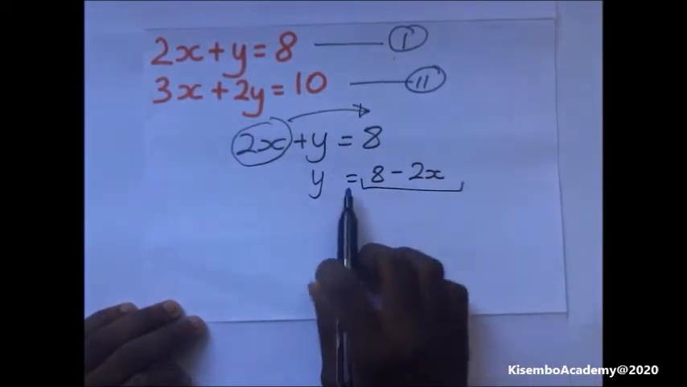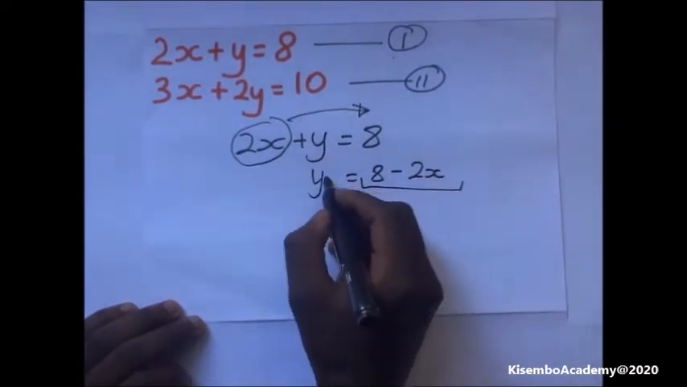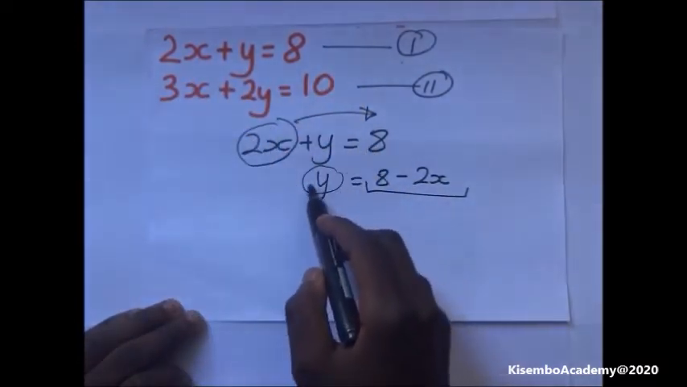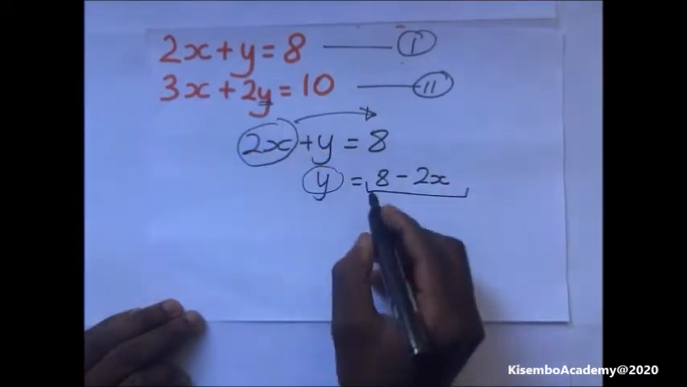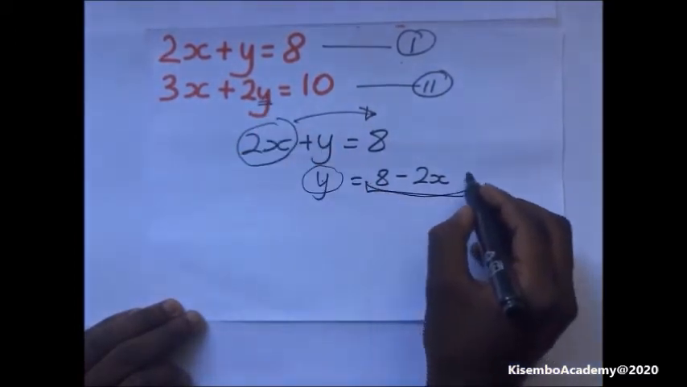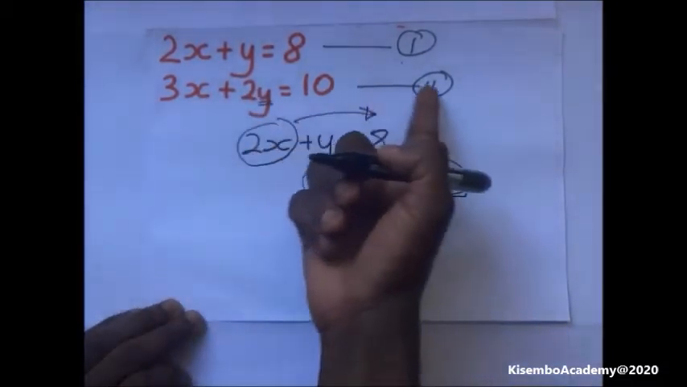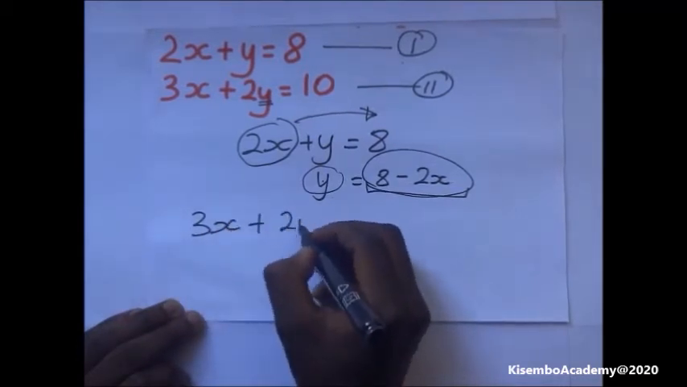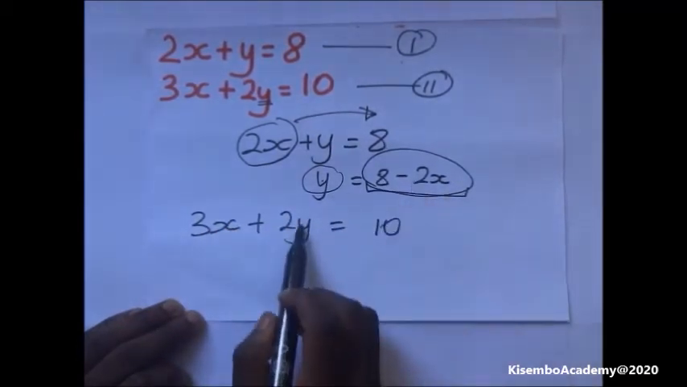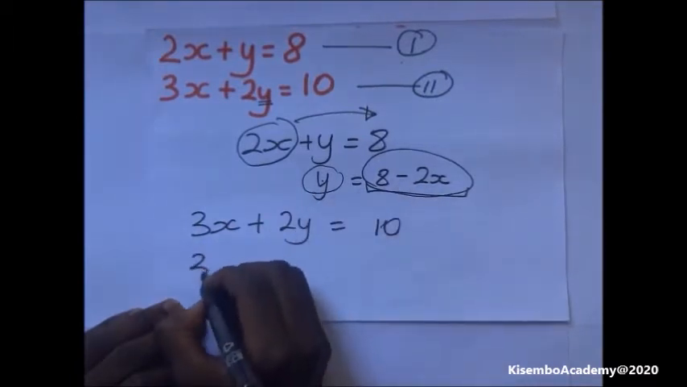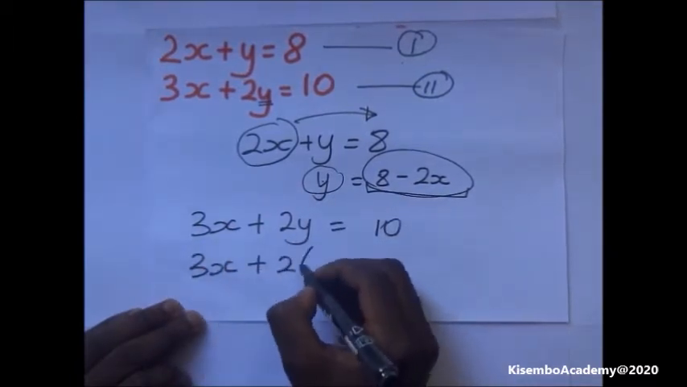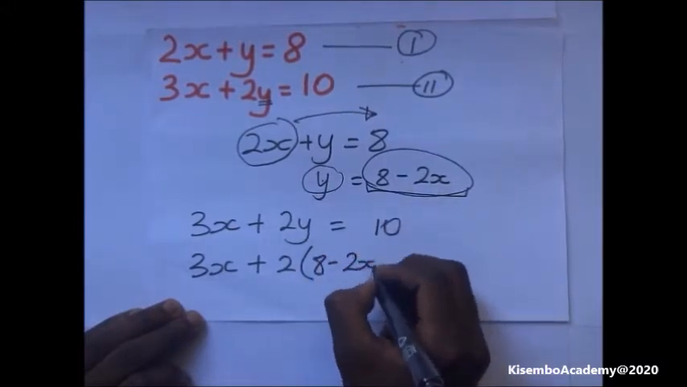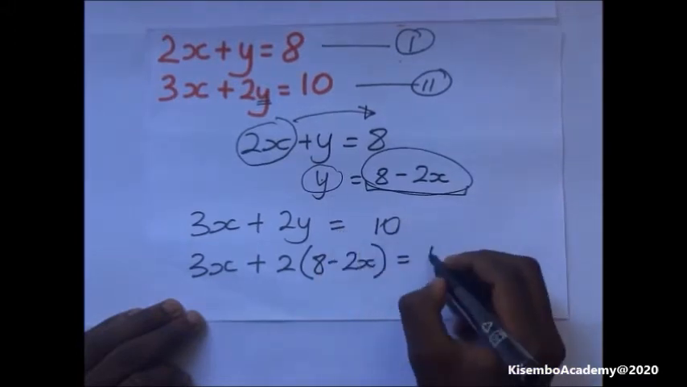So after making y the subject of the formula, you substitute this value of y in the second equation. So where there is y, this 2y, we are going to replace this value of y with this expression 8 minus 2x. So we go to our second equation here. Our second equation is 3x plus 2y is equal to 10. So we substitute for the value of y. So this is going to become 3x plus 2 times y. Our value of y is 8 minus 2x. So it becomes 8 minus 2x, close brackets, is equal to 10.